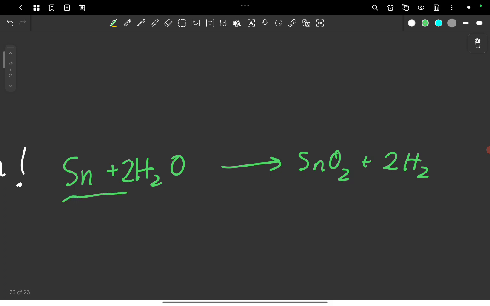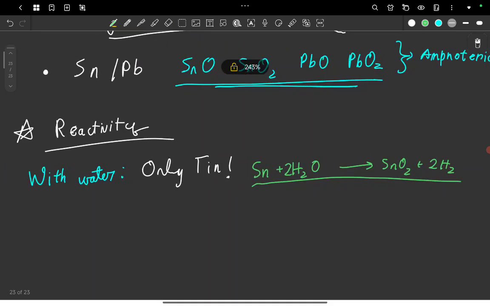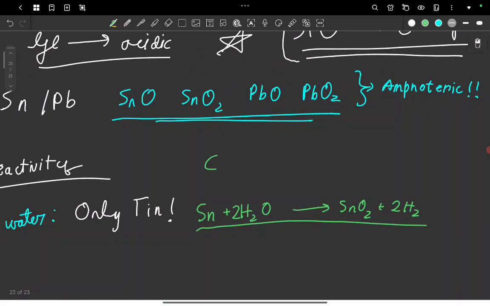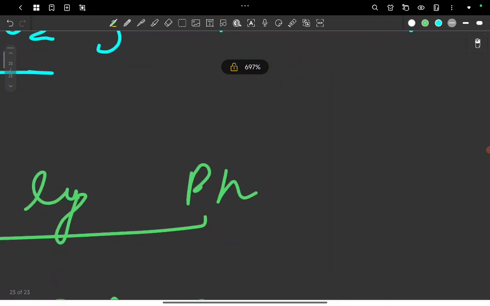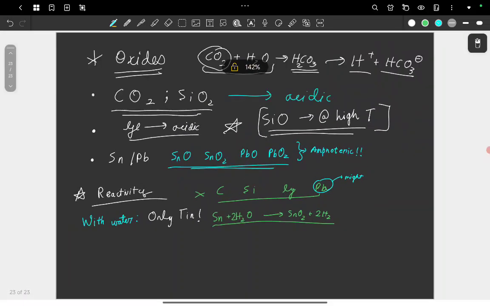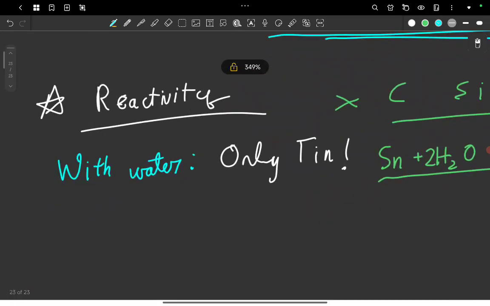You will remember this too. Sn plus 2H2O gives SnO plus 2H2. That's it. Only tin reacts with water, and none of the other elements like carbon, silicon, germanium, lead, react with water. Like it is speculated that lead might react, but if it reacts, it forms a protective layer which prevents it from further reaction, and basically it self sabotages its own reaction.